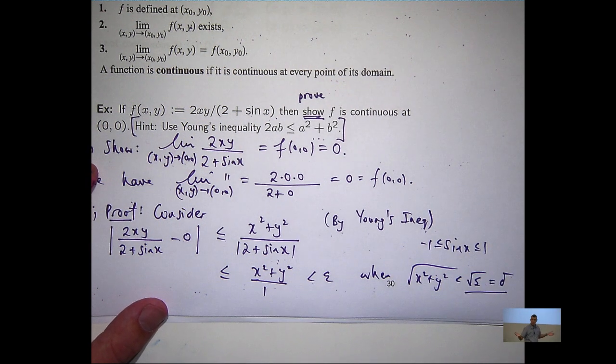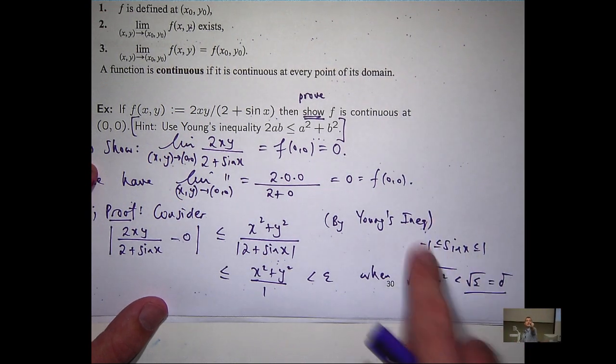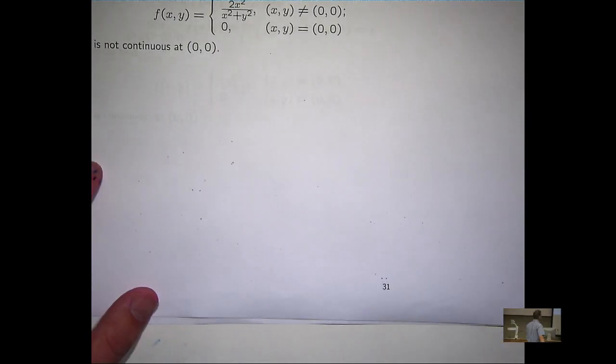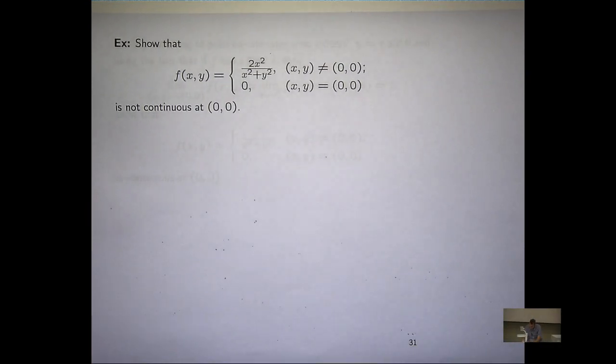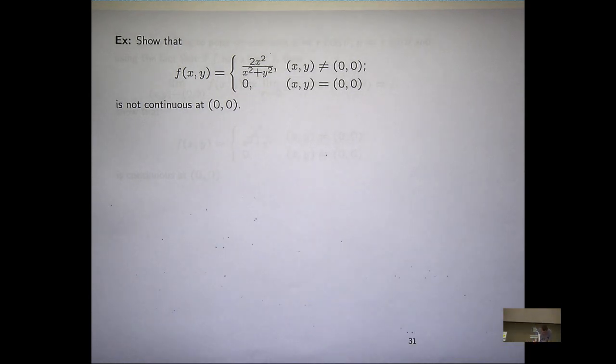Okay, see if you can justify how I've gone from here to here. It just relies on this. Okay, now, good example, show that this function's not continuous at 0, 0. So the function's defined kind of in a split fashion. How would you show that this function's not continuous? Well, when we want to show a limit, I guess all we really want to do here is show that the limit of the function's not 0.